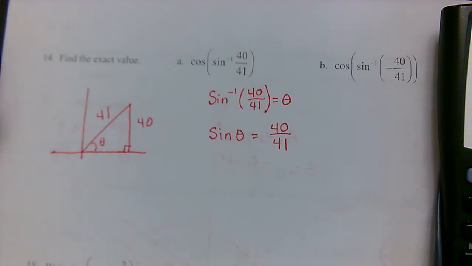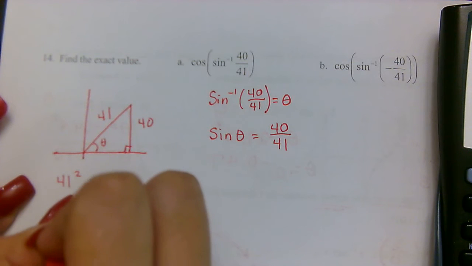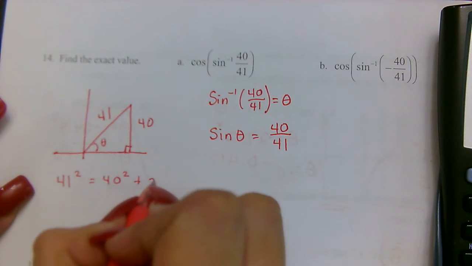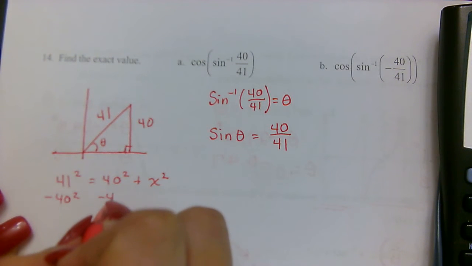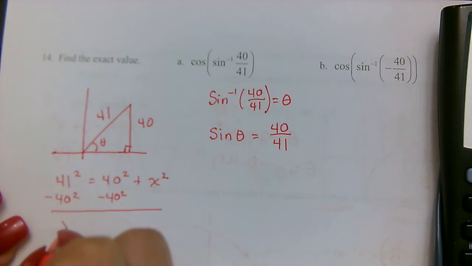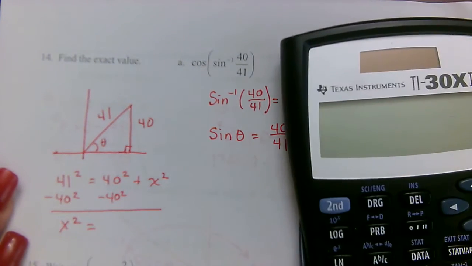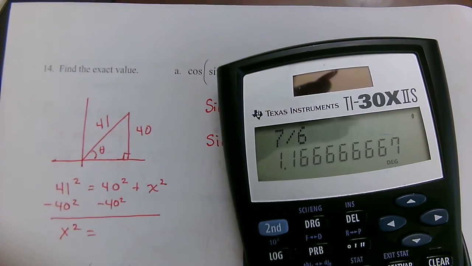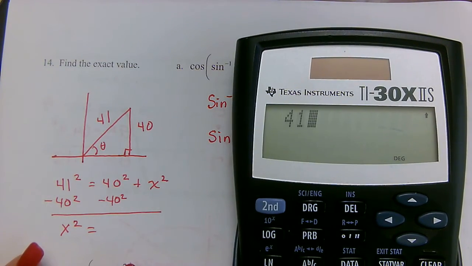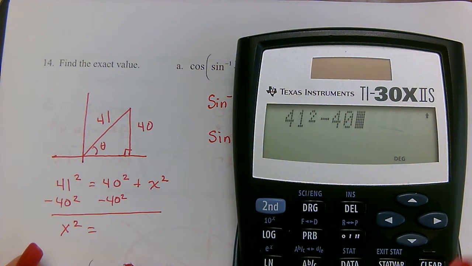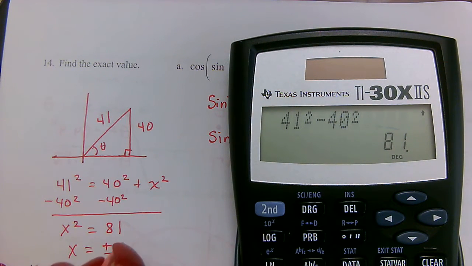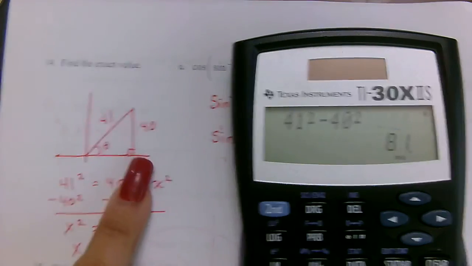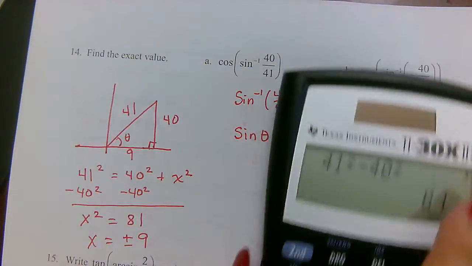Hopefully you said yes. We're going to do 41 squared is equal to 40 squared plus x squared. Okay, so minus 40 squared, minus 40 squared. We get x squared is equal to, use the calculator. Okay, so we're going to do 41 squared minus 40 squared, and we get 81. So this is 81, which means x is going to be plus or minus 9. Because we're in quadrant 1, x has to be a positive 9.